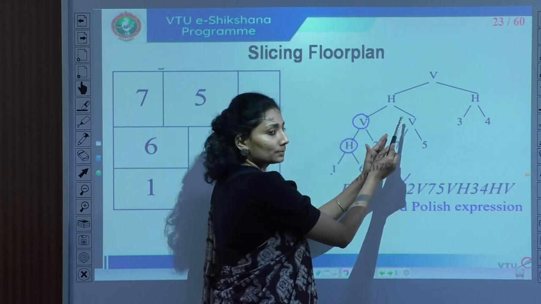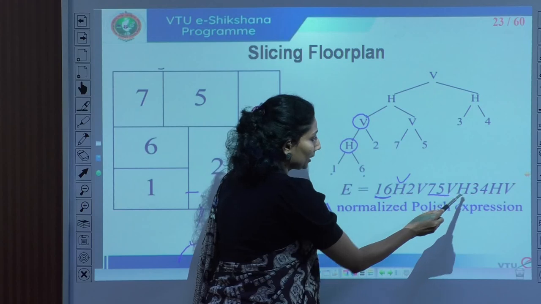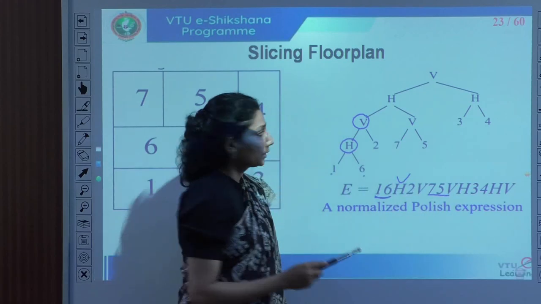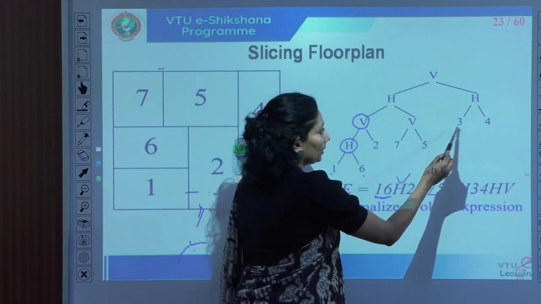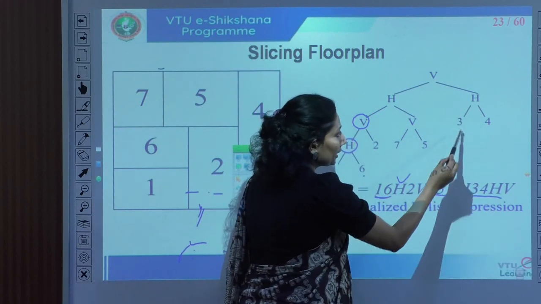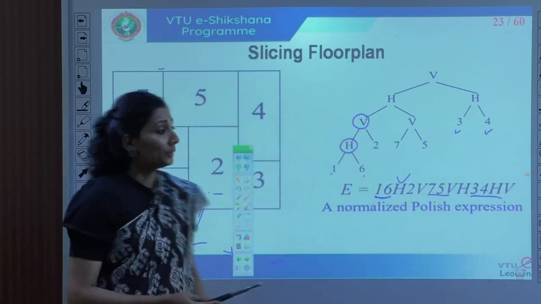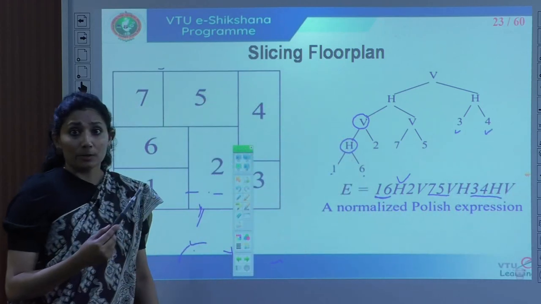7 5 V, then an H. The other part, 3 5 H, then a V. Everywhere it starts from the left leaf and then the right one. This is how we write a polish expression.